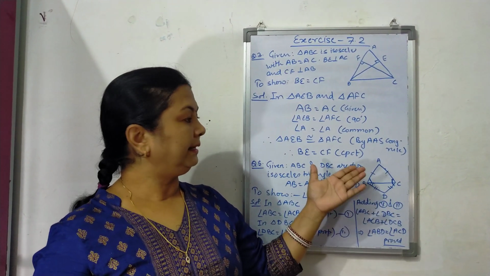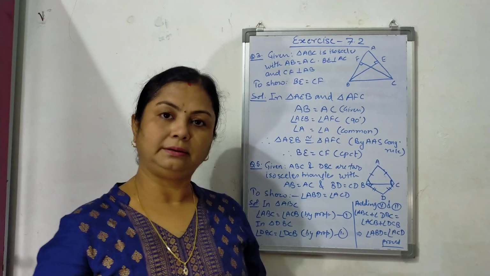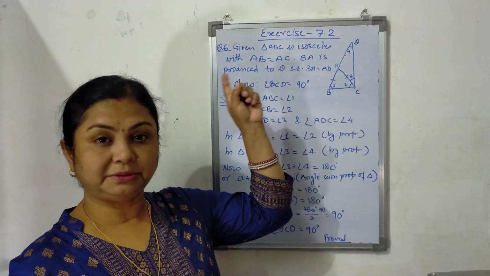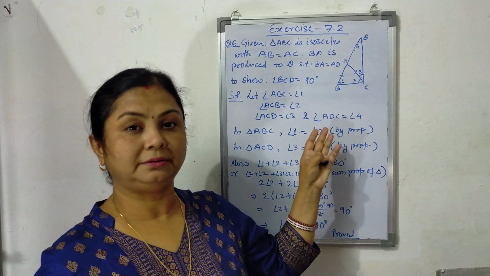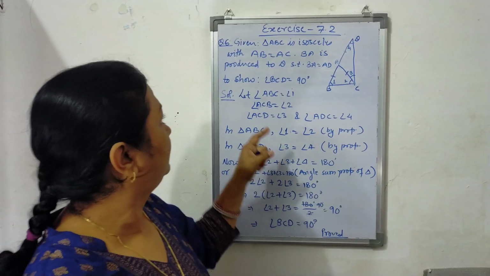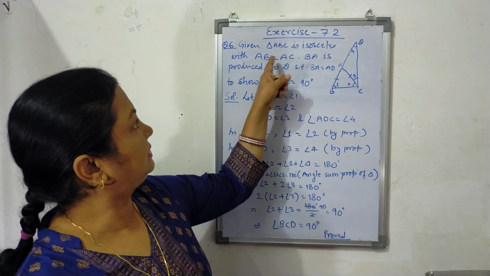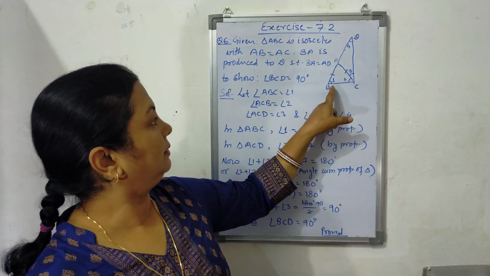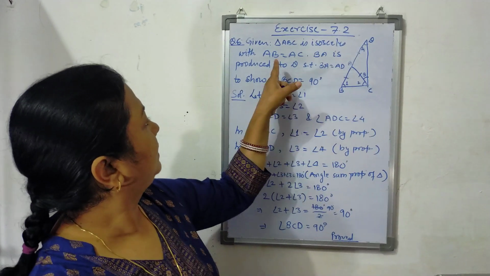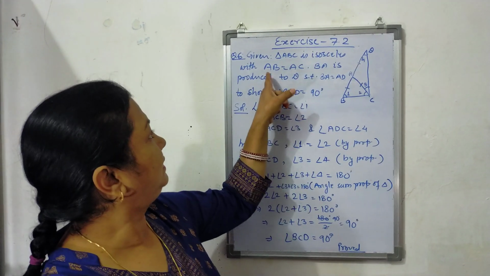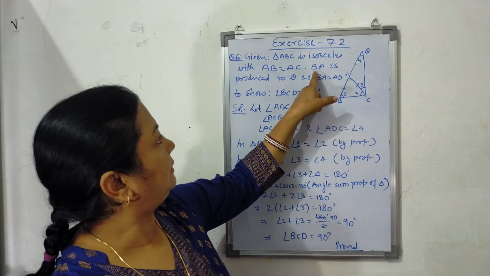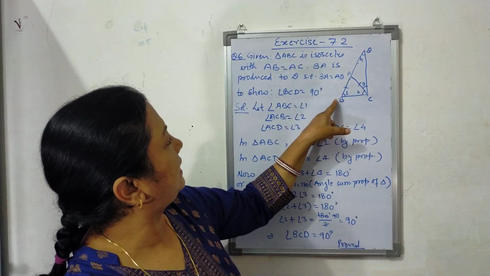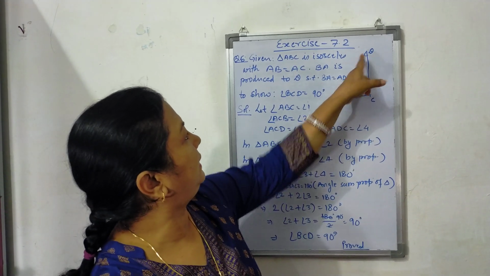So next I will explain question number 8. Sorry students, that is question number 6 which I am going to explain. This question is very important. What is given in the question? ABC is an isosceles triangle with angle B equal to angle C, isosceles with AB equal to AC, and BA is produced to D such that AB is equal to AD.